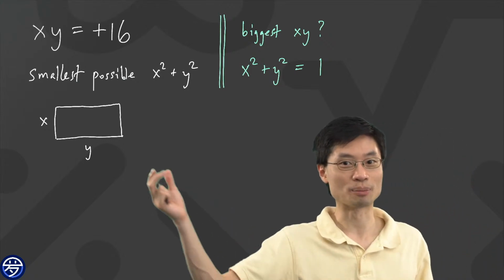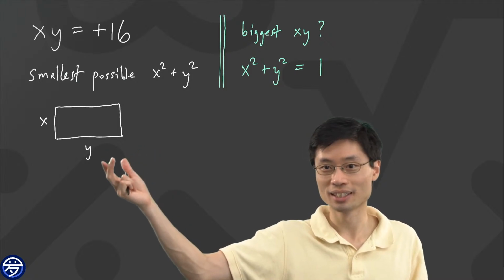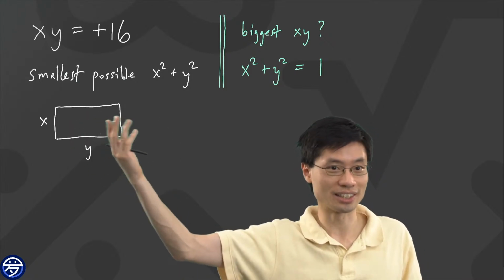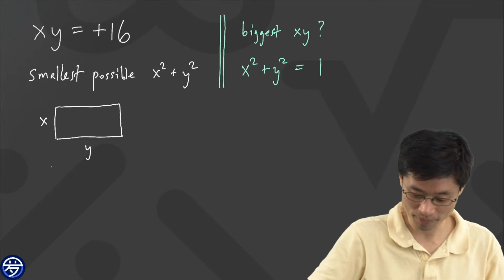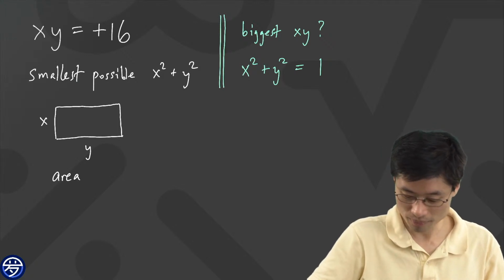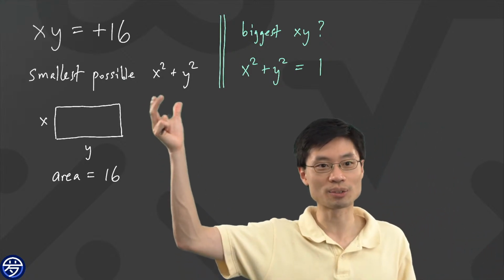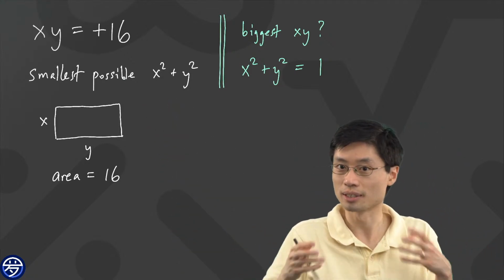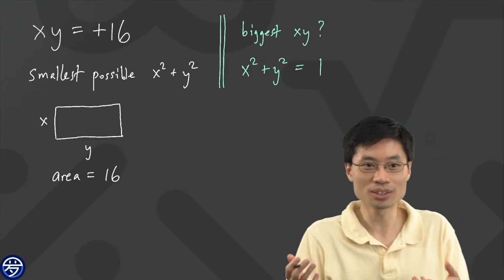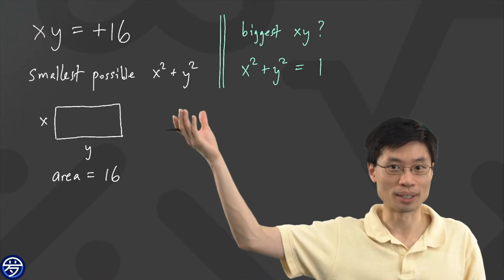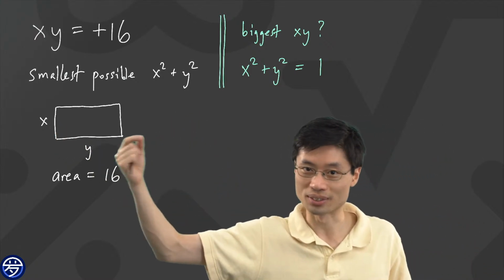Can anyone help me interpret? xy means the area of the rectangle, right? xy is the area. Area equals 16. And if I'm asking about x squared plus y squared and trying to make it the smallest possible, I could also say, what's the smallest possible square of the hypotenuse?